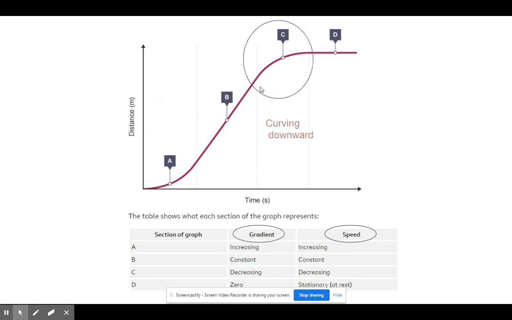Then we have this downward curve. That means you're slowing down. This curve is C. It's a decreasing gradient, a decreasing curve. It's going downwards, so that means your speed is decreasing. So you were just walking along, and then you started to slow down. Maybe you saw a cute little cat or puppy, and oh, that's so cute as you're walking.